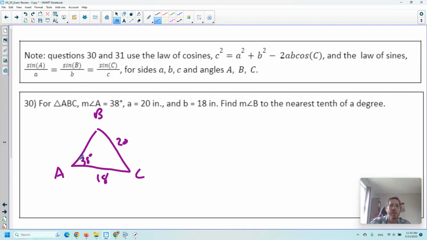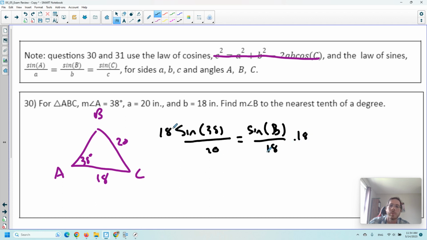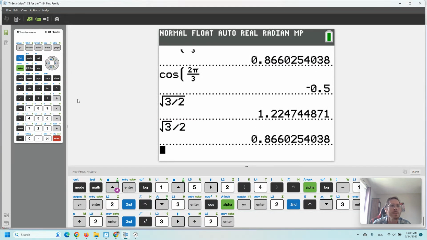Since I've got one angle and I want to find another, I can see this one only uses one angle, so I'm not going to use that one for this question. So sine of 38 over 20 is equal to sine of B over 18. I'll multiply both sides by 18 because I want to get sine of B by itself. And I'm going to put that into a calculator because I have to find it to the nearest 1/10 of a degree.